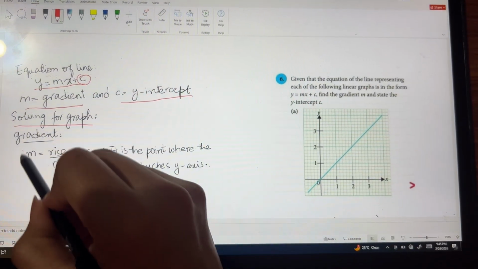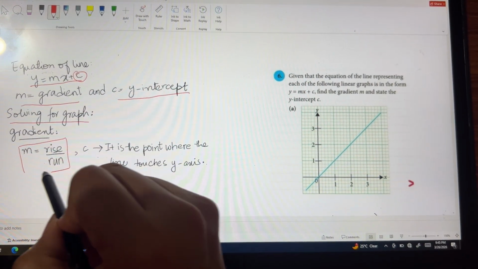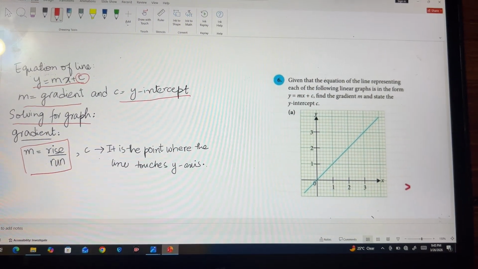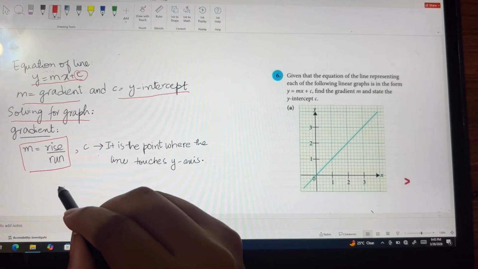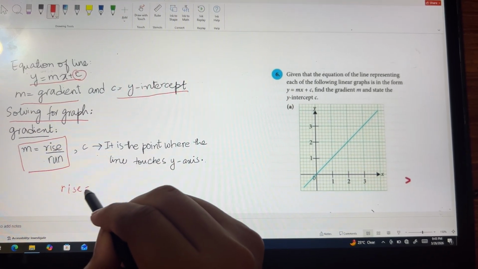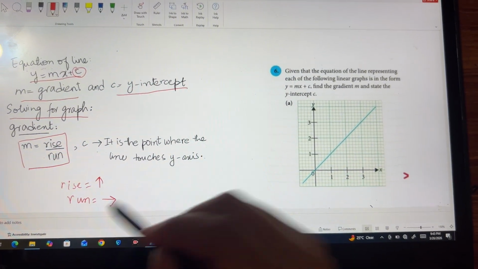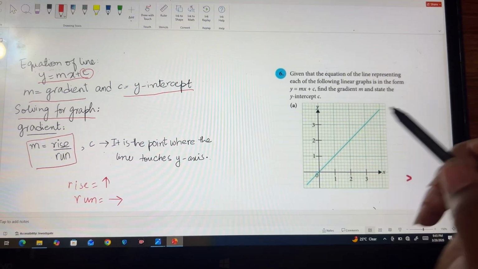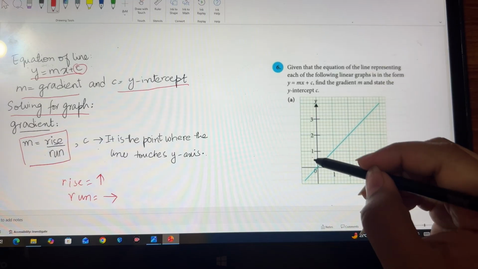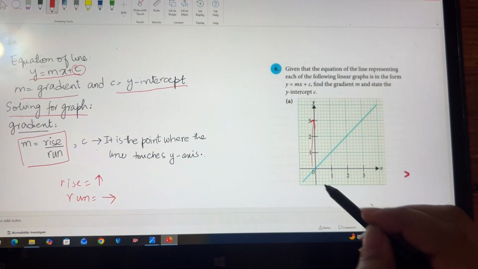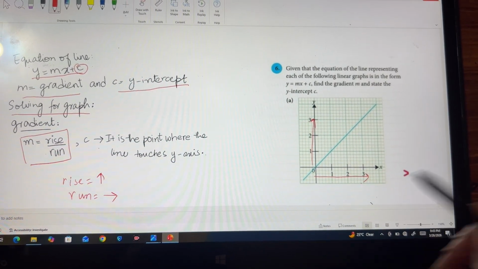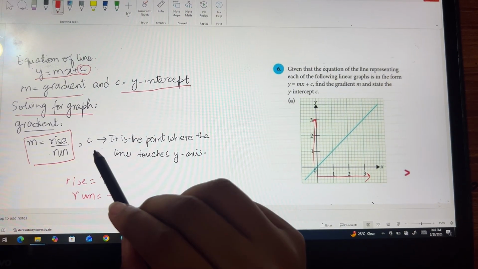So if you see over here, the formula is written m equals rise over run. Rise, if you remember, I told you, is the vertical distance and run is the horizontal distance in the graph. So if you look over here, rise will be this part and run will be this part. Clear?